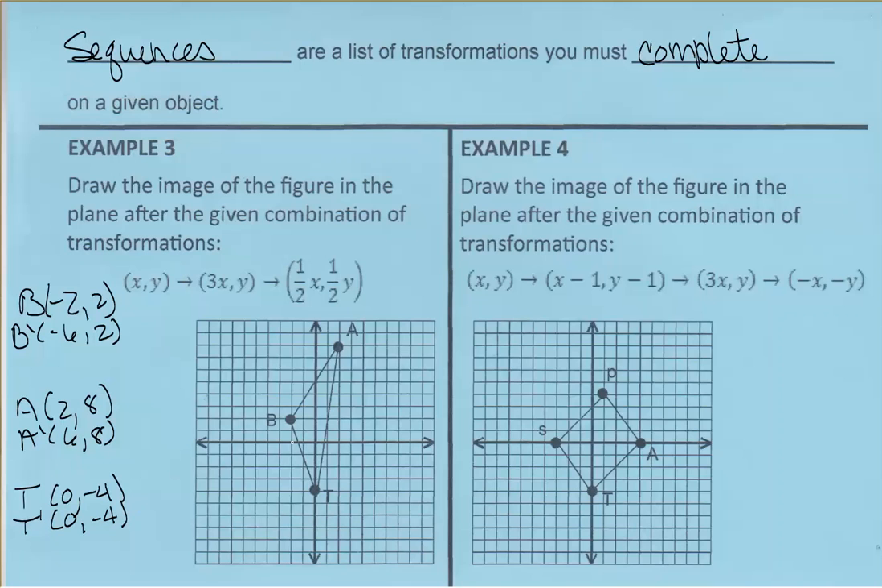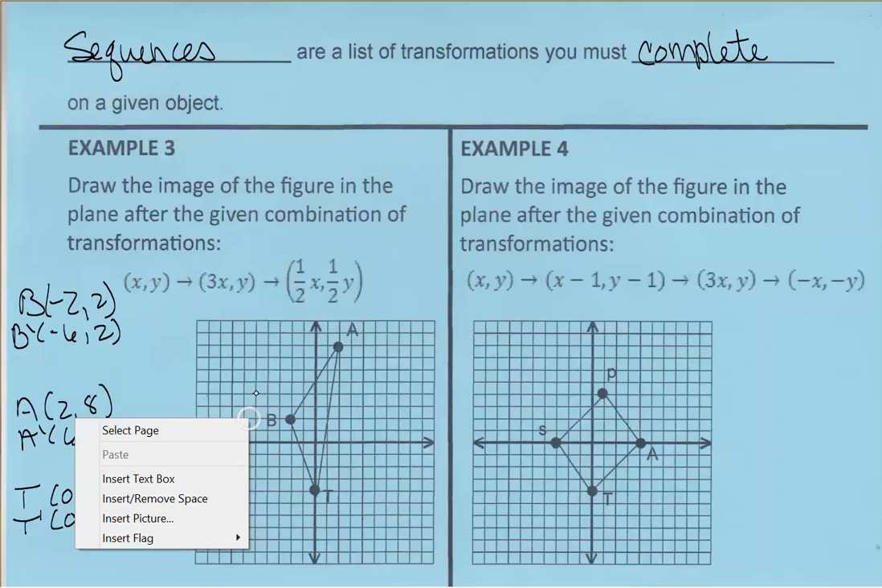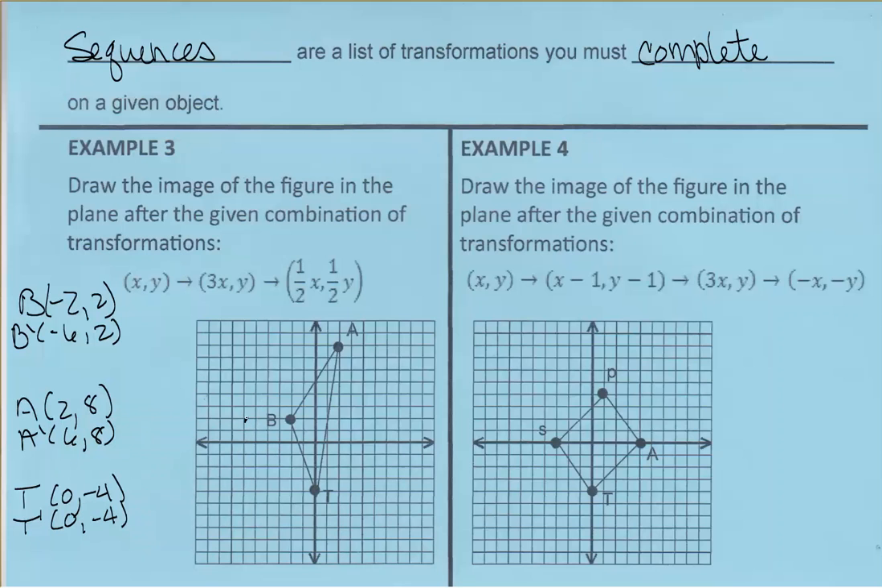So 1, 2, 3, 4, 5, 6, 2. That's B prime. A is at 1, 2, 3, 4, 5, 6, 8. A prime. And T prime is actually the exact same point. And then connect all your dots.